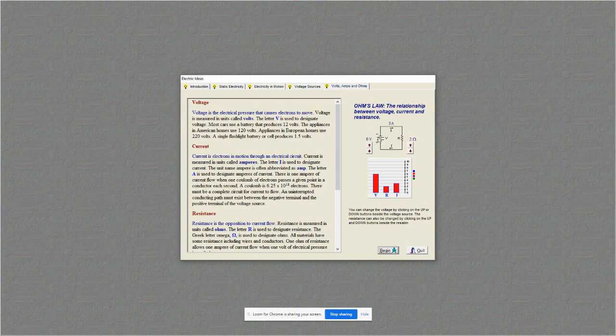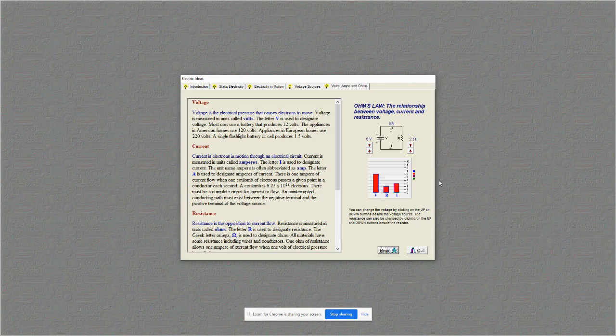Then you have your basic relationships here: voltage, current, and resistance. The voltage in the circuit drives the current. Voltage goes up, current goes up. Voltage goes down, current goes down. Resistance is an inverse relationship. If you increase resistance in a circuit, you decrease current. If you decrease resistance, you increase current.